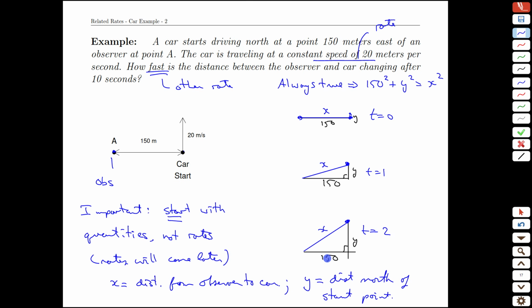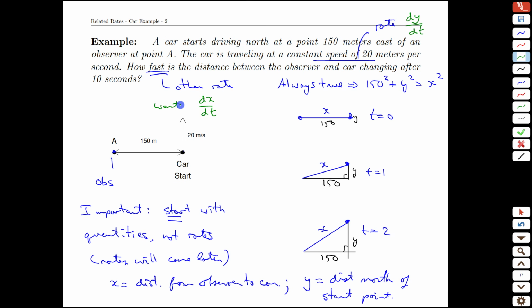How do we get to the rates? Well, let's take a look at how we've defined these two things here. The constant speed of the car is how fast this y length is changing. That rate is how y is changing with time. Meters per second gives us the clue from the units. We also have how fast is the distance to the observer changing. Well, the distance to the observer is x, and we're asking how quickly is it changing with time. That is another time derivative.